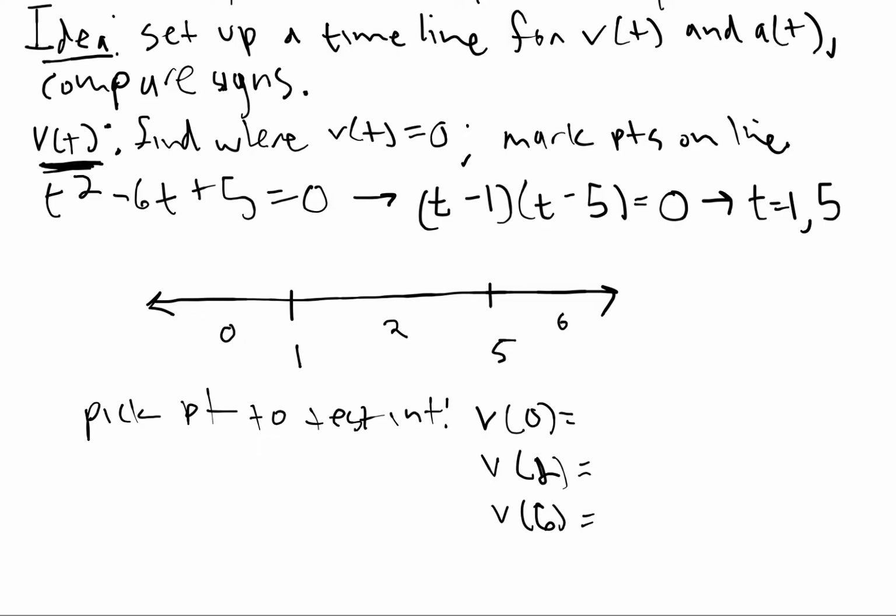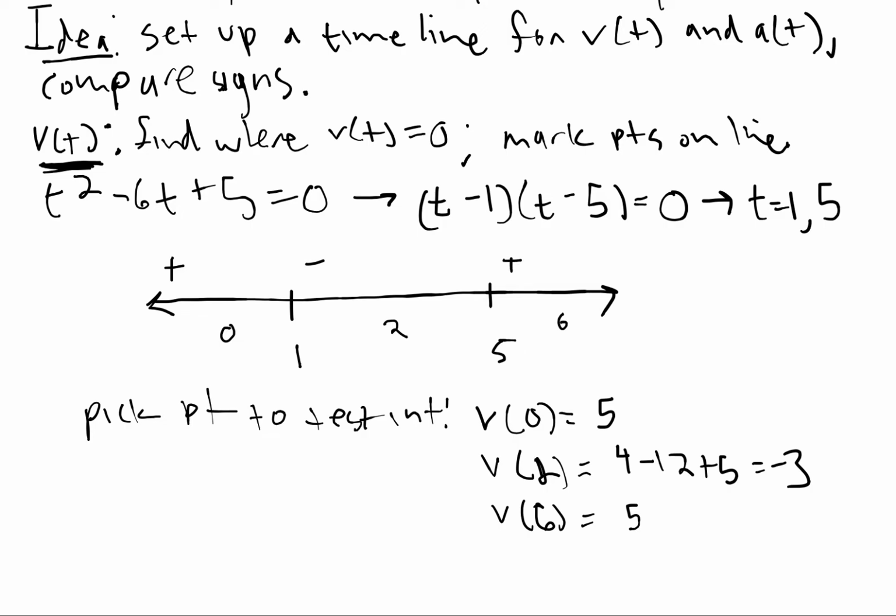Okay? Well, remember, this was my velocity function. So I don't have to scroll back up again. If I plug 0 into t squared minus 6t plus 5, I just get 5 back. If I plug 2 in, this is 4 minus 12 plus 5, which is minus 3. If I plug 6 in, this is 36 minus 36 plus 5, I get 5. So basically, the signs that I just got were positive, negative, and positive.